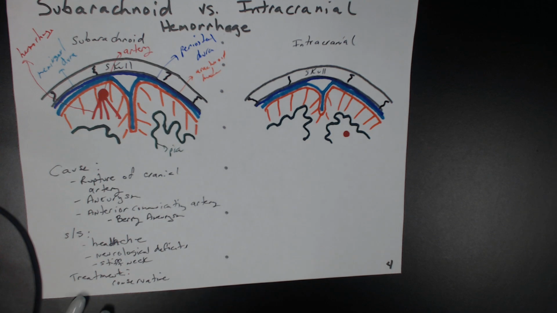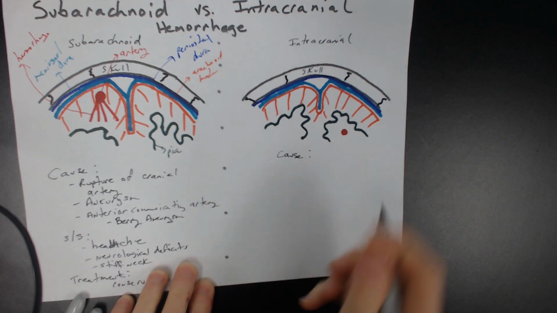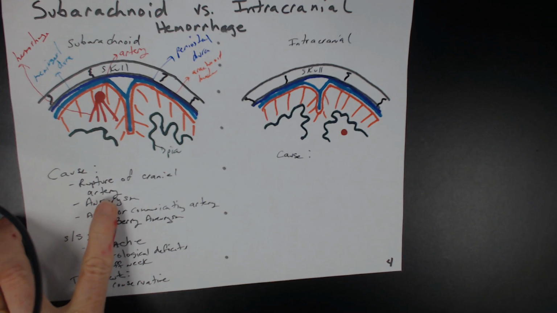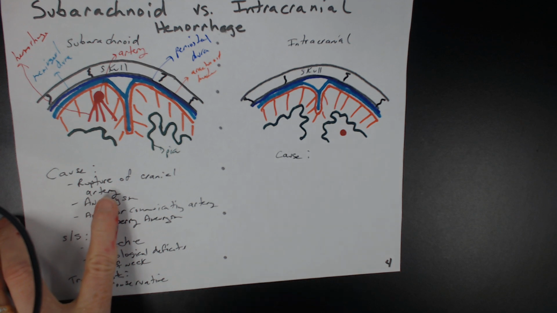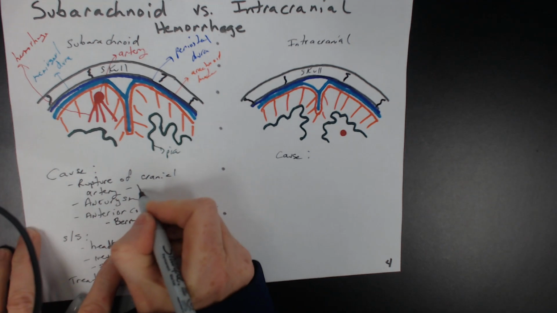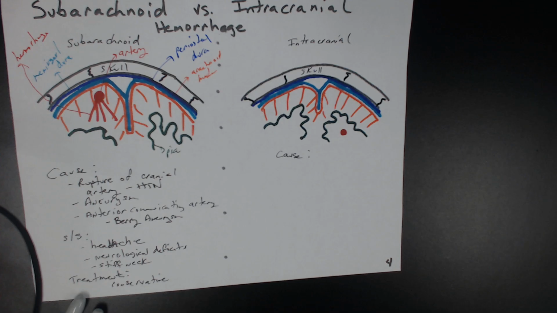And the cause for this one, we talked about the cause being the rupture of the cranial artery up here, but what do you think might cause the rupture of a cranial artery? I didn't write that part down. Does anybody know what's a big problem in the world today that causes the increase of pressure inside blood vessels? Hypertension, yeah, HTN, high blood pressure. That's what's going to cause that rupture.